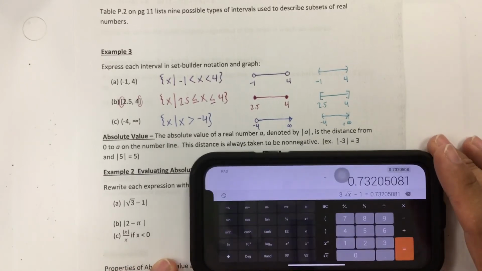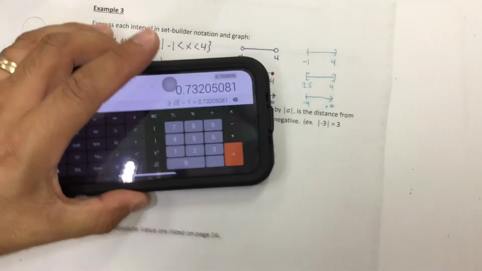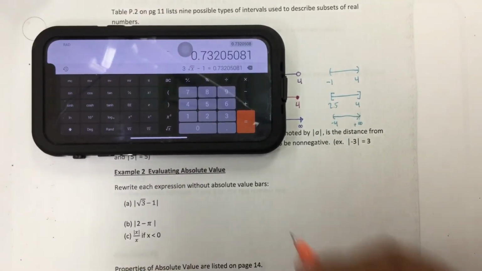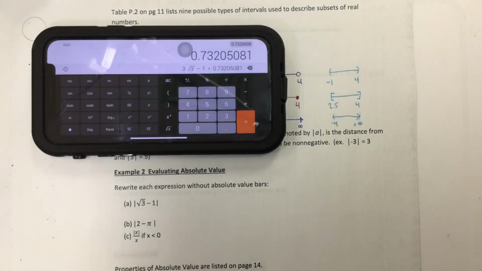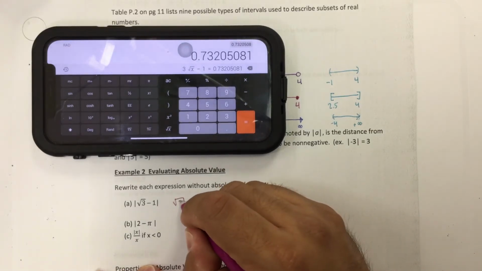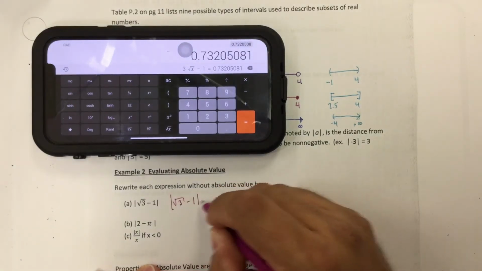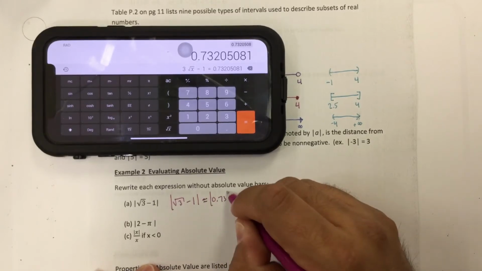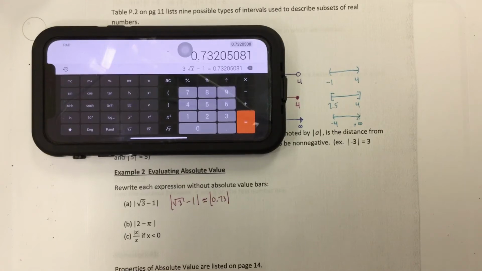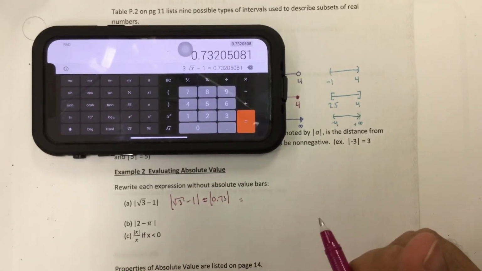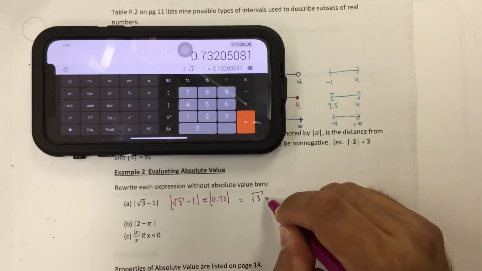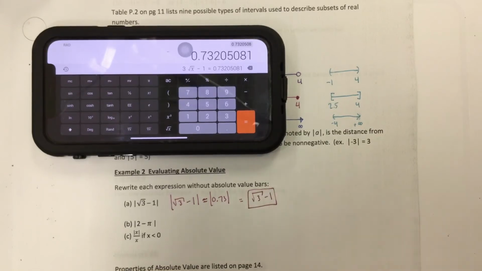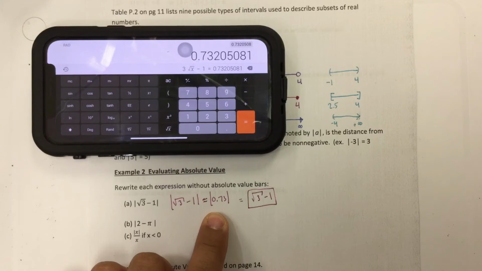Take a look there. The square root of 3 minus 1. Let me write this out so you can see what I'm doing. It's asking me to take the absolute value. I have the square root of 3 minus 1, which is approximately 0.73. That number is positive, so that's going to help me out here. We're going to keep it as the square root of 3 minus 1. Since it came out to be a positive answer already, I know that in order to drop the absolute bars, the square root of 3 minus 1 is my answer, because that gave me a positive number.